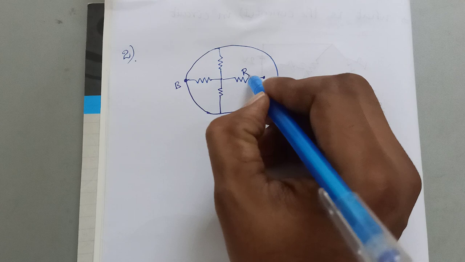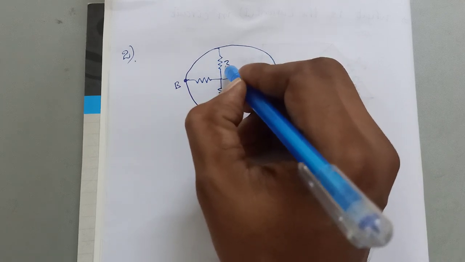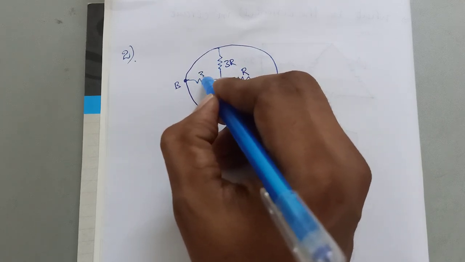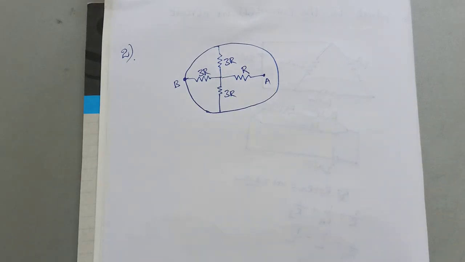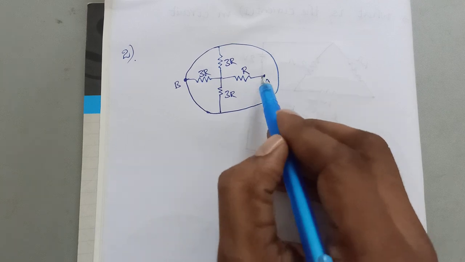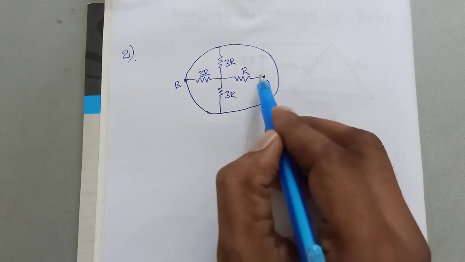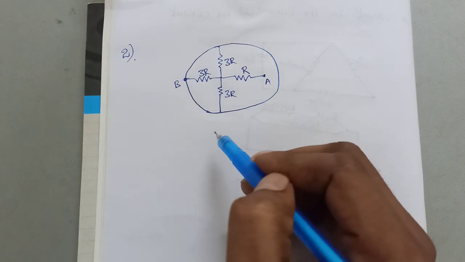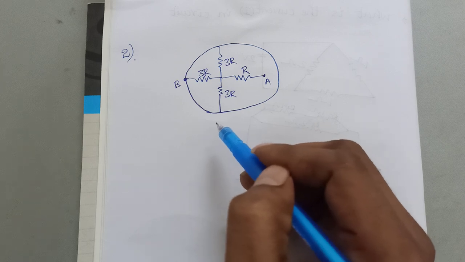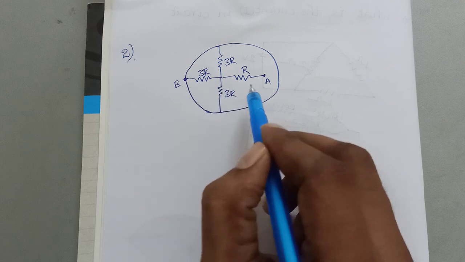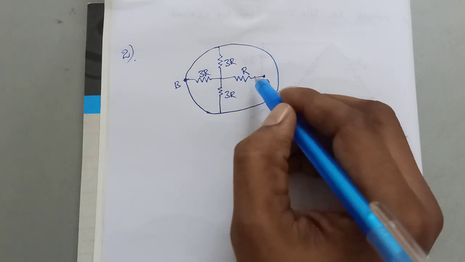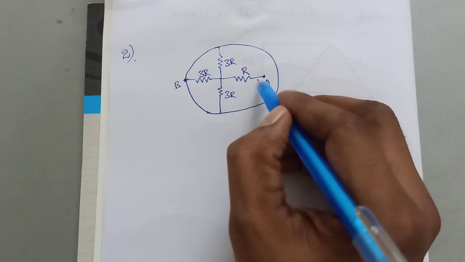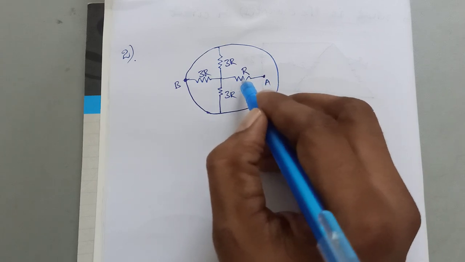Here it is R, and this one is 3R, and this one is 3R, and this one is 3R. We have to find the equivalent resistance from point A to point B. It is quite easy. But before that, to simplify this, you need to redraw this circuit diagram. How? For every resistor you can take a first end and a second end.